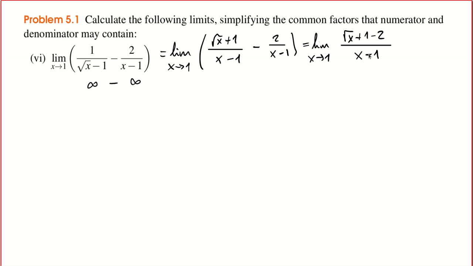All right? Okay, but you have 1 minus 2, and this is just minus 1, so we can replace this by minus 1. Okay? Again, now we have an indeterminacy, but this time it's a nicer indeterminacy, because this is an indeterminacy of the type 0 divided by 0, okay?